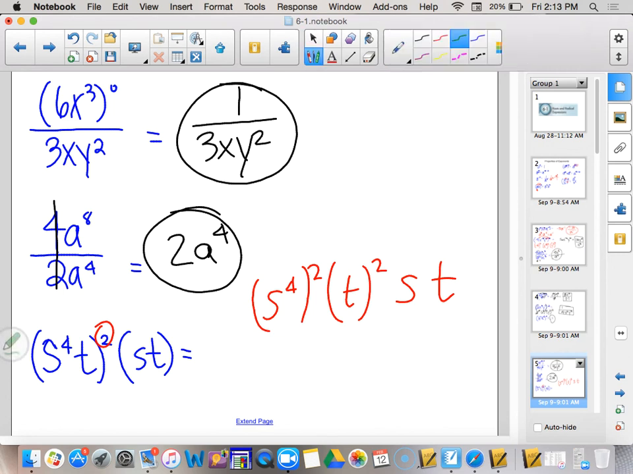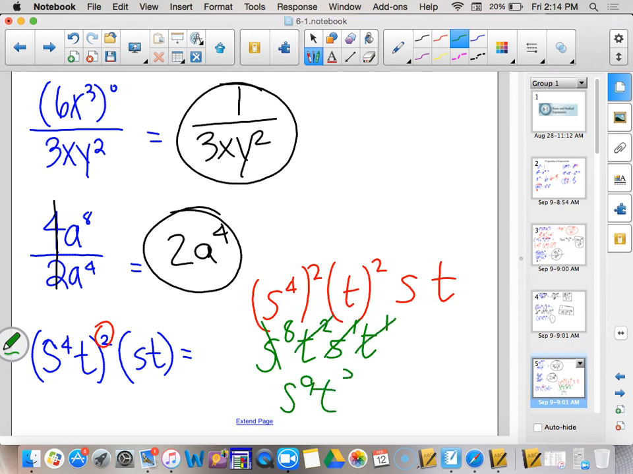So this, s to the 4th raised to the 2nd becomes s to the 8th. T raised to the 2nd just becomes t squared. And then I have an s and I have a t. Well, what do I know about these right here? They're ones, right? Anytime I am multiplying like terms together that have exponents, what do I do with the exponents? Add them. So 8 plus 1 would be 9, 2 plus 1 would be 3, and that's my answer.